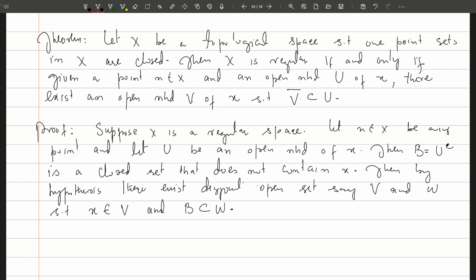Now one can note that the closure of V intersection B is non-empty. So we have this case over here. Let us call this V, and V contains the point X, and let us call this W, which contains the closed set B. So this is the W. So note that the closure of V intersection W, sorry, intersection B, is empty.